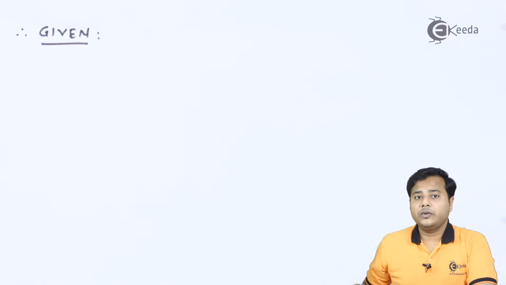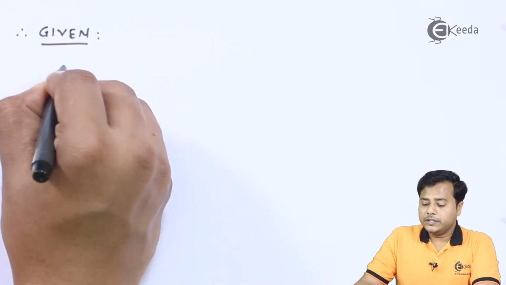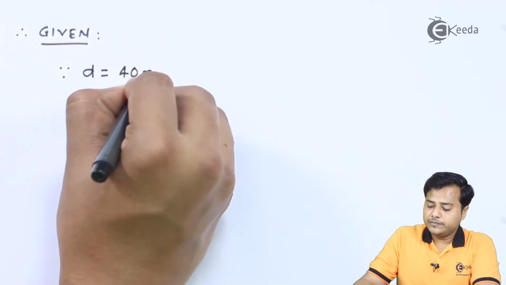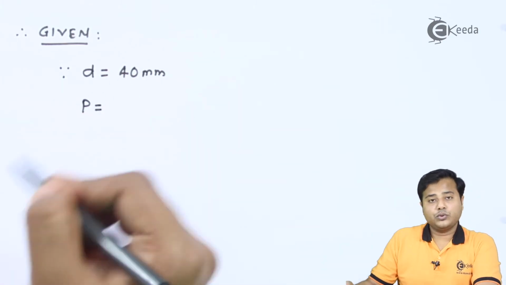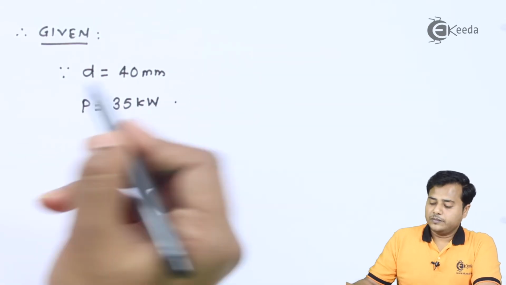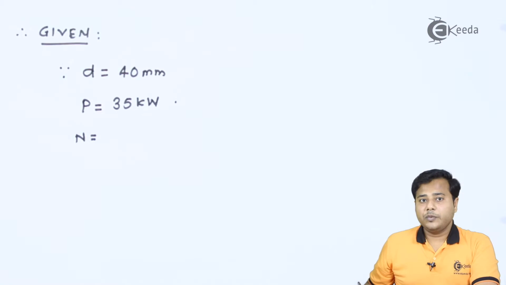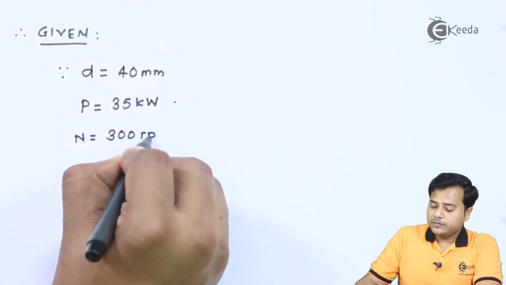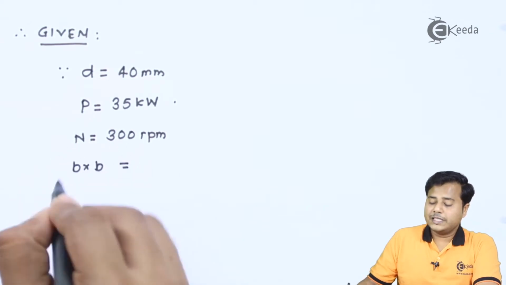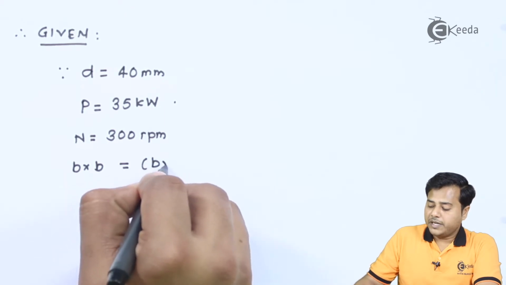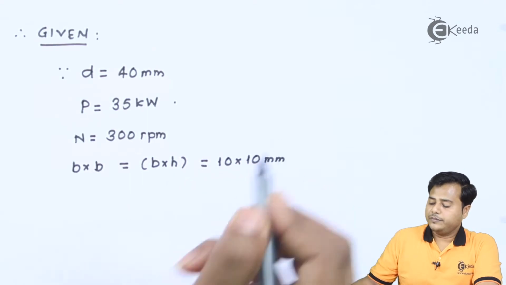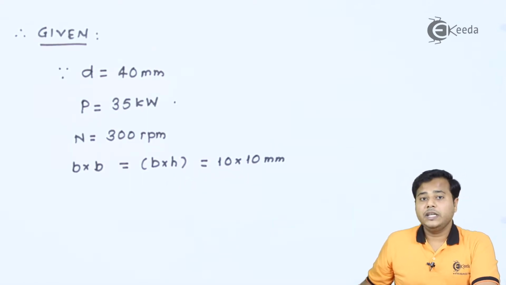So let us quickly write down the given data. The very first data that we have been given is the diameter D of the shaft, that is 40 millimeter. The power that the shaft is supposed to transmit is 35 kilowatt. The next thing we have been given is the RPM. We have been given the cross section of the key also. So we'll say B by B, or in some manner we can say B by H also. Since they are the same, it's 10 by 10 millimeter. The next thing we have been given are the material properties for the given keys.